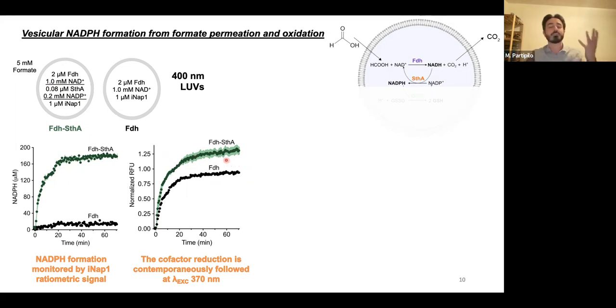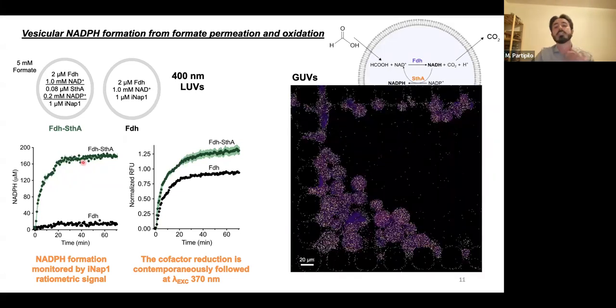So we can still retain information on the reduced cofactor, although on the right graph we do not know what is what, while on the left panel we know that we are detecting clearly NADPH. Also, in this case, we scaled up the size of our compartments. So we carried out a similar encapsulation to what you have in here, but in giant unilamellar vesicles.